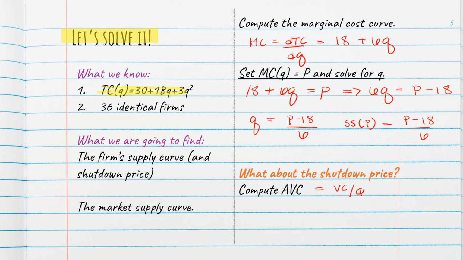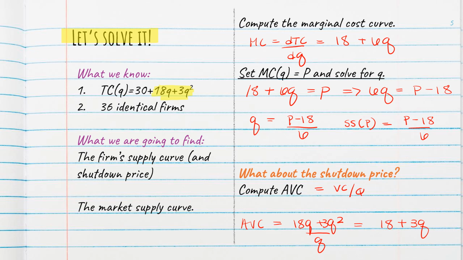How do we find variable cost? We look at our total cost function. We identify the parts of it that vary with output. So 18Q plus 3Q squared is our variable cost. That means that average variable cost is 18Q plus 3Q squared all divided by Q, which can be simplified to 18 plus 3Q.